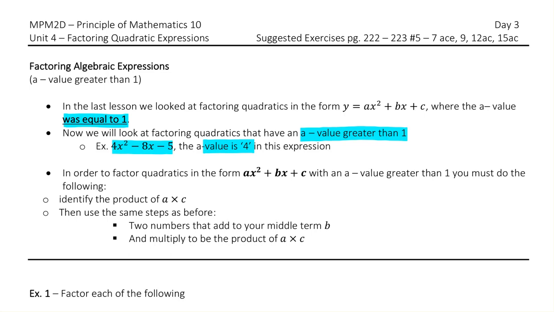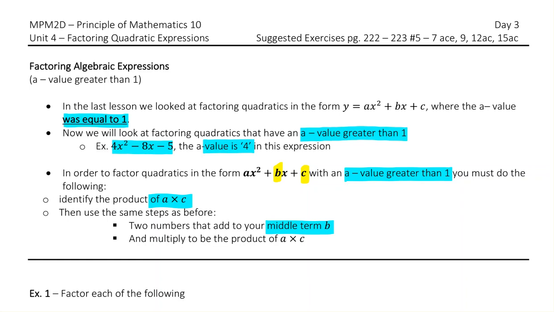In order to factor quadratics in the form ax squared plus bx plus c, when you have an A value greater than 1, you must do the following. Before, we were looking for two magic numbers that would multiply to our C value and add to our B value. Same concept today, except we're not looking for values that multiply to just C. We're looking for factors that multiply to the product of A times C. So use the same steps as before: two numbers that add to your middle term and multiply to the product of A times C.